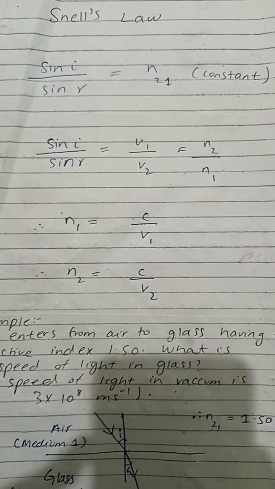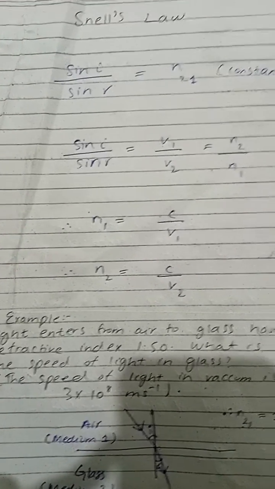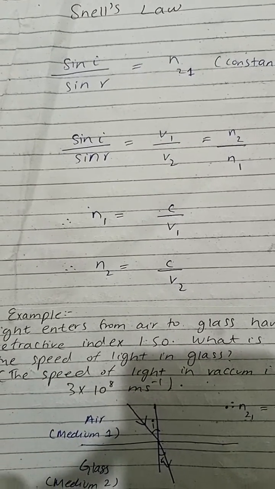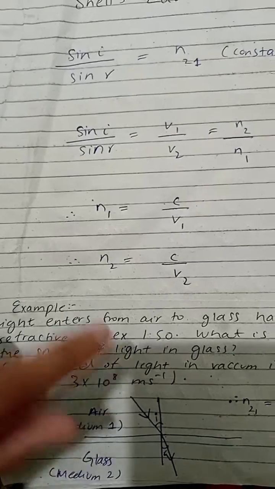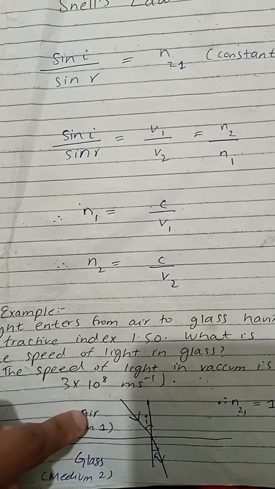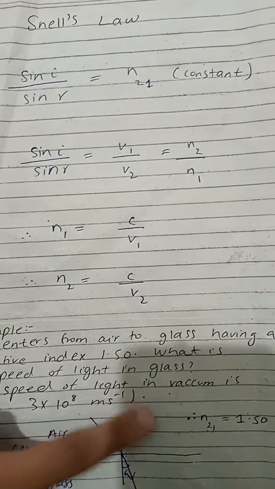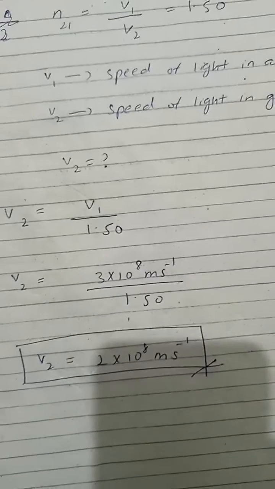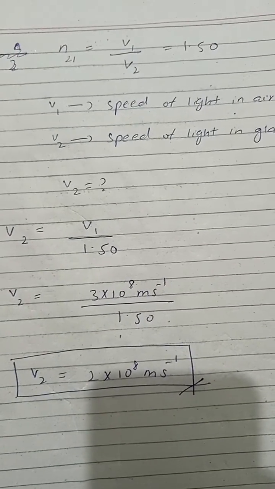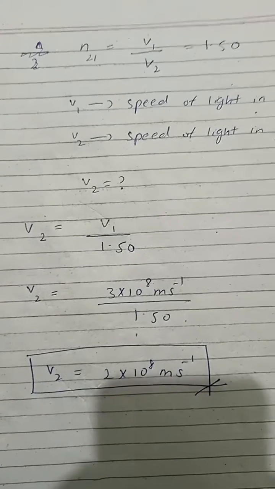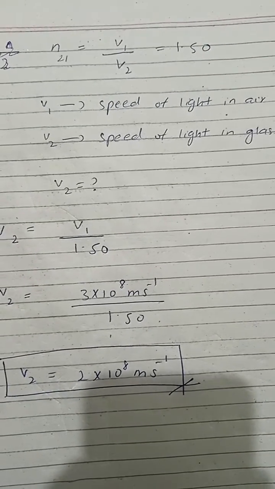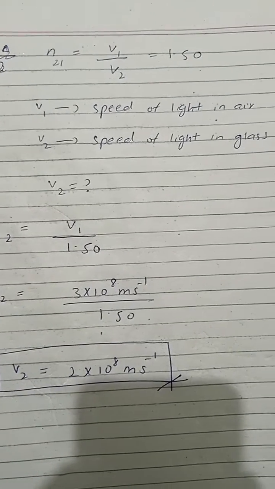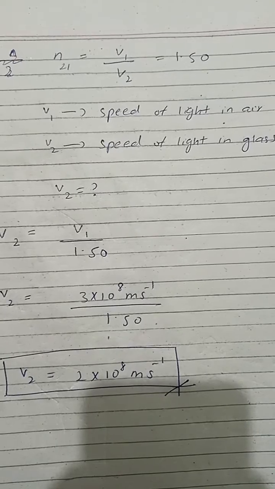Light enters from air to glass having refractive index 1.50. What is the speed of light in glass? The speed of light in vacuum is like this. The first medium is air, the light is entering from the air to the glass. One is medium 1 and two is medium 2, and n21 is equal to 1.50, as we studied. So n21 is equal to v1 by v2, which is 1.50 as it's given for the glass. V1 is the speed of light in air, the first medium, and v2 is the speed of light in glass, the second medium. What's v2? We don't know the speed of light in glass.